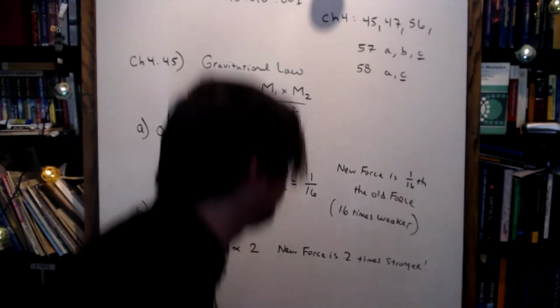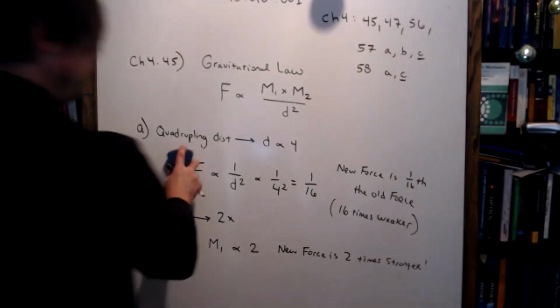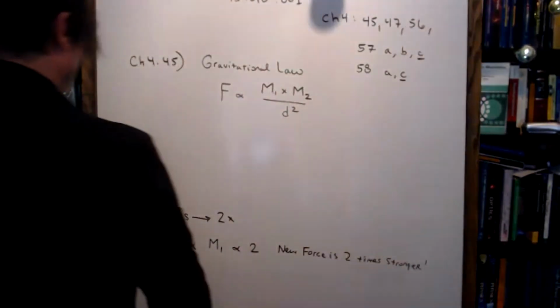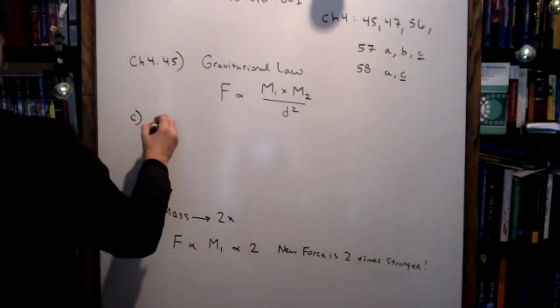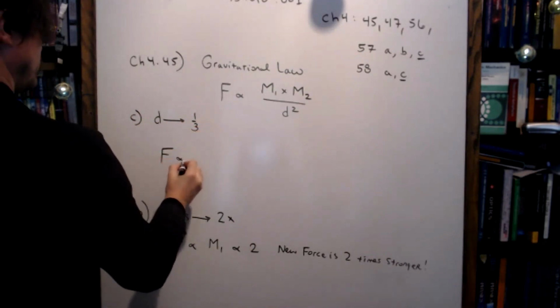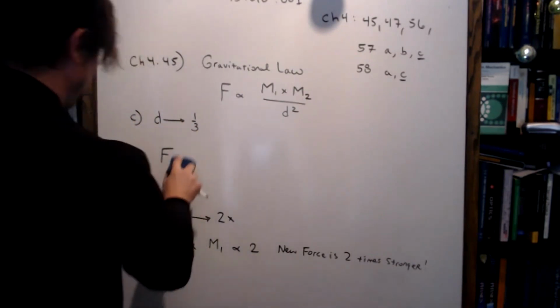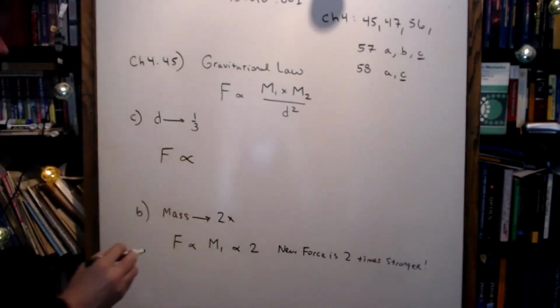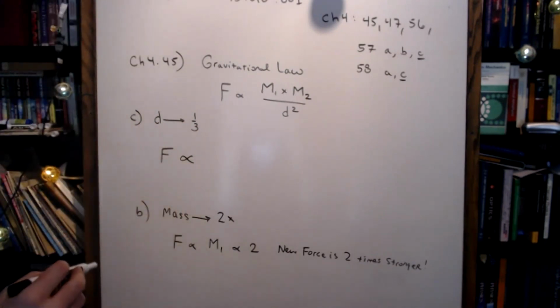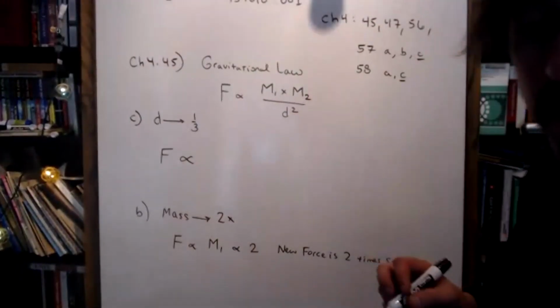Okay, part C. Suppose Earth were moved to 1/3 of its current distance from the sun. What would happen to the gravitational force between Earth and the sun? So if I were to write this symbolically, what is the force proportional to here? It would be 3 times greater. Could we just do it in the same way that we did all the others? Okay.